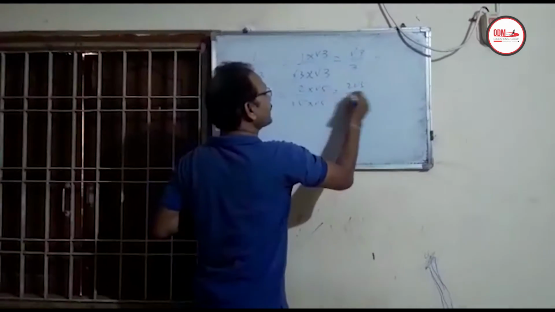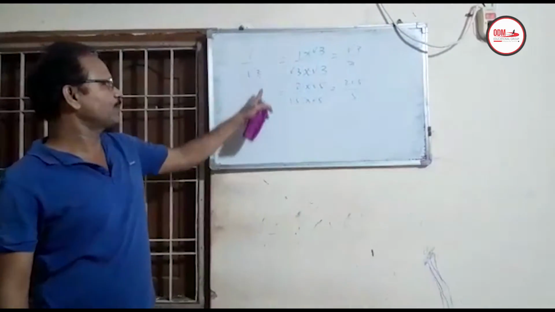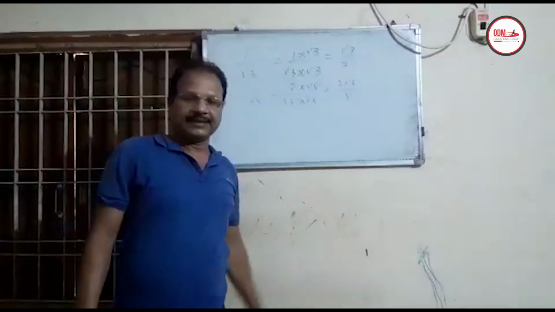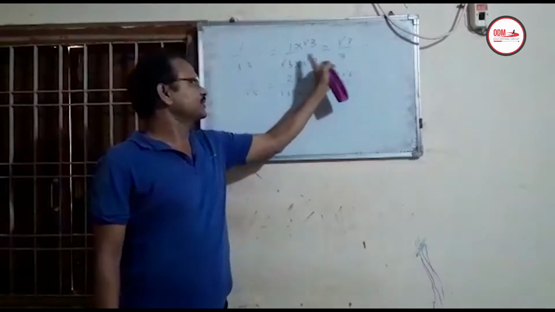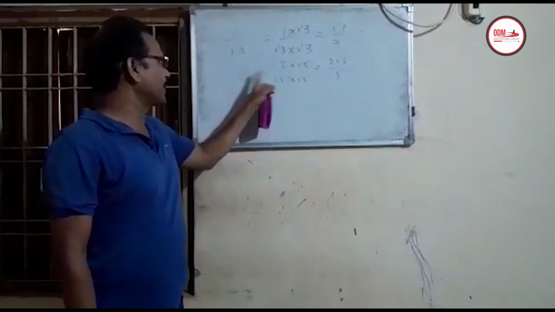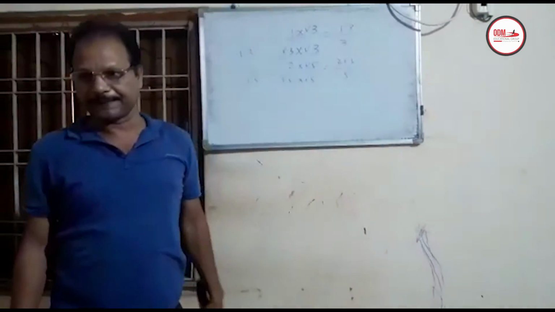So the result is root 5. So rationalize the denominator. This is in case of a monomial denominator. If the denominator is a monomial, you can get its rationalizing factor like this, for root 5, for root 3. So the denominator becomes a rational number.